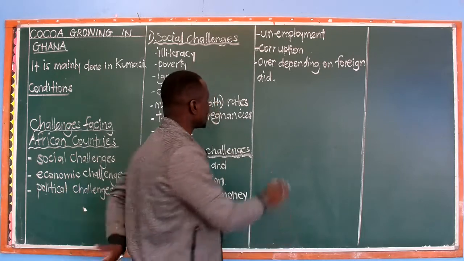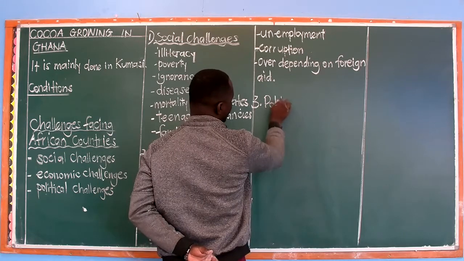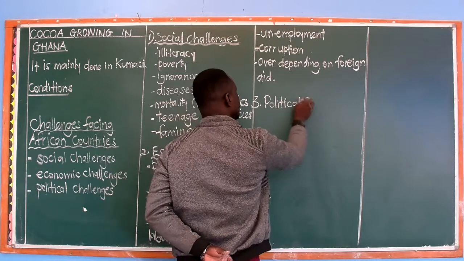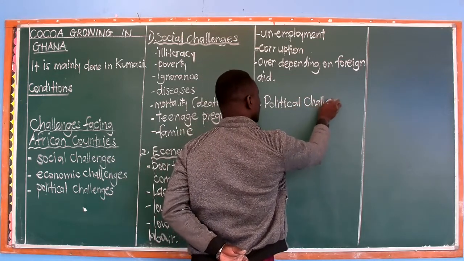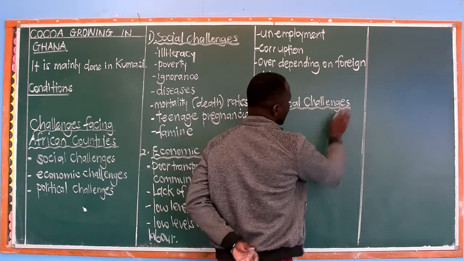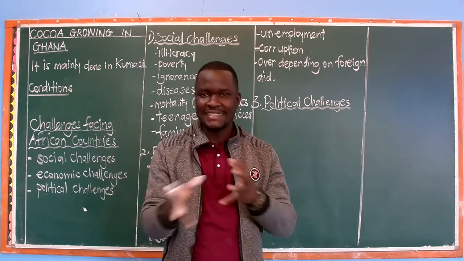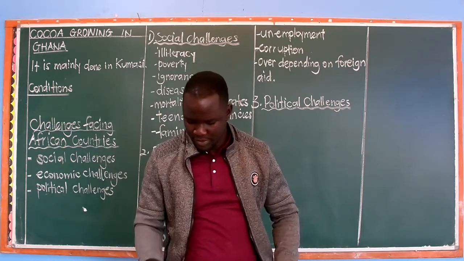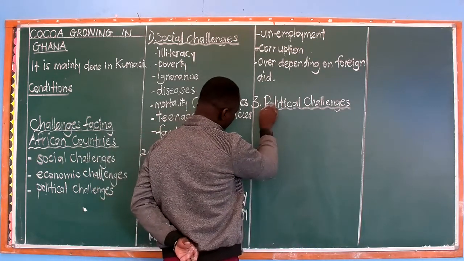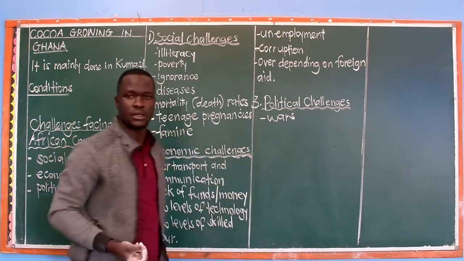Then from that we shall move to the political challenges. If you have added this to that, you now move with me to the political challenges. Here, we are looking at problems associated with governments. Which problems do we have? The main problem we are going to have, and we make it number one, is what we call wars.